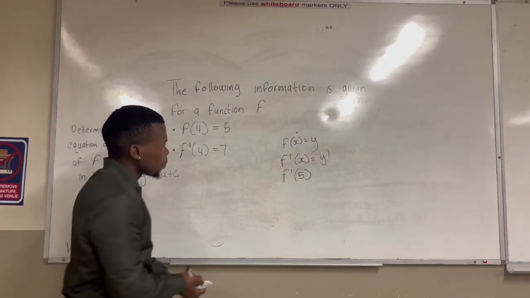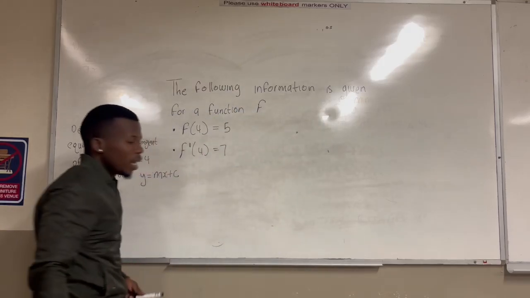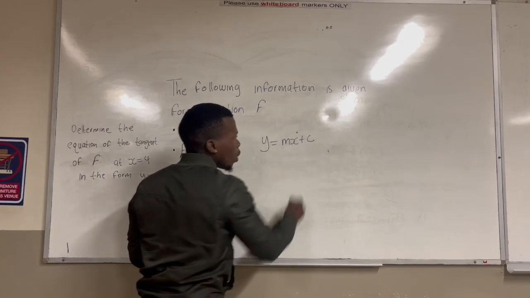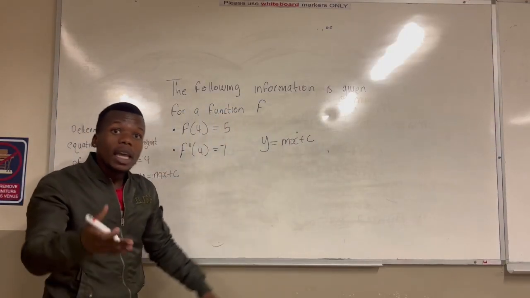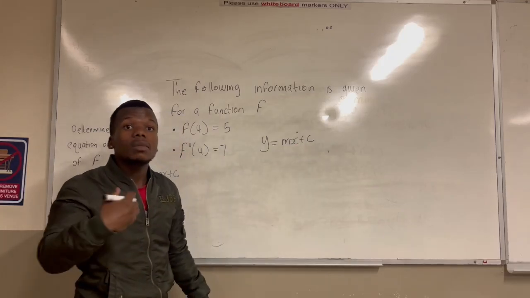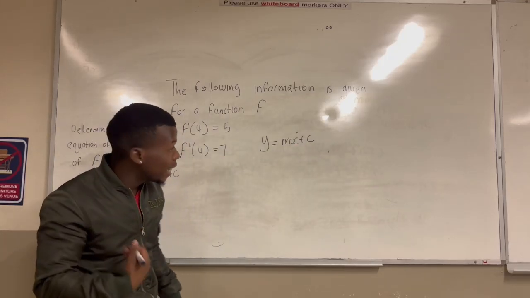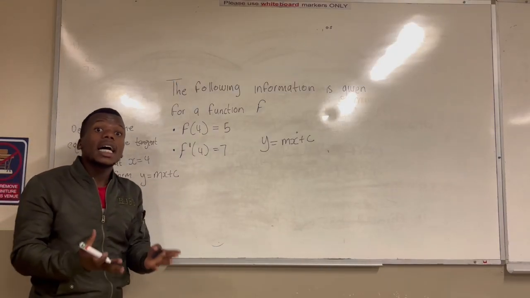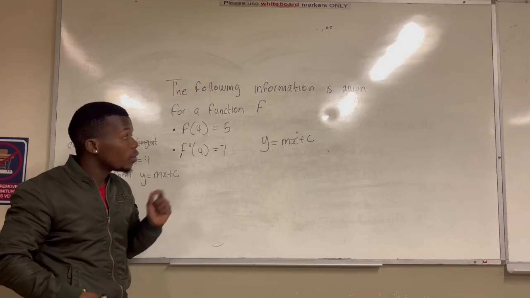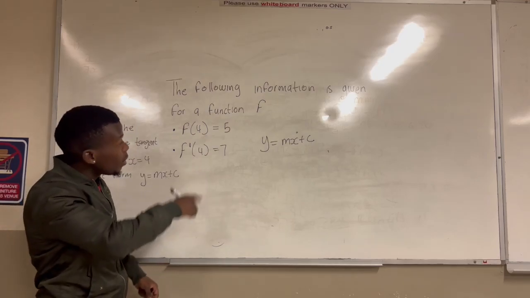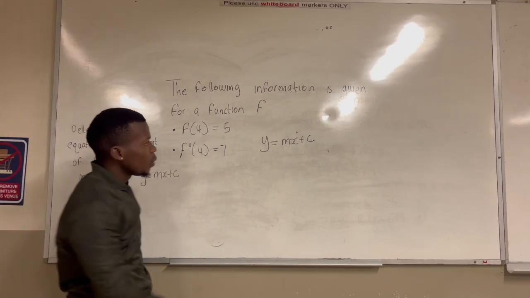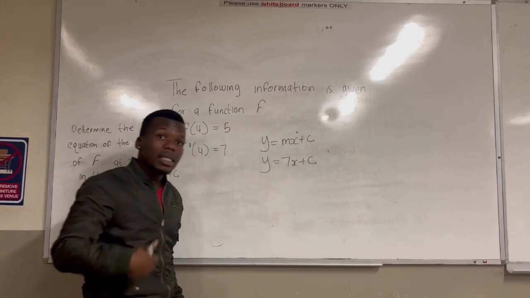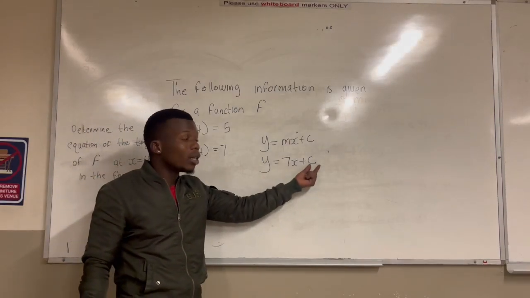Let's check something. Remember, the equation must be in the form y equals mx plus c. What is m? m is my gradient. What is c? c is my constant. But I already have a gradient at x equals 4, which is 7. In other words, where I see m, I must substitute 7, because 7 is my gradient, which means this will be y equals 7x plus c. All I need to do now is to calculate my constant c.